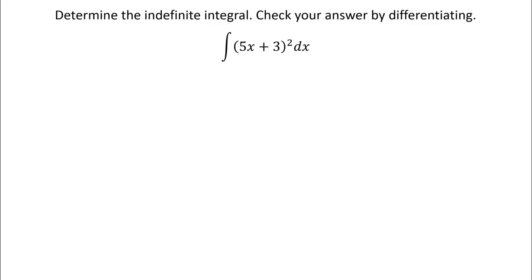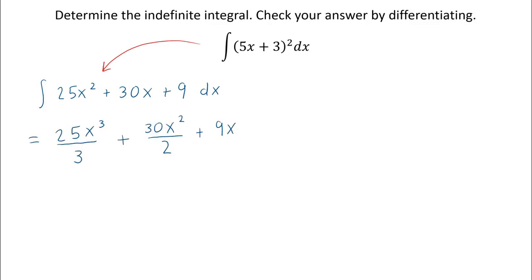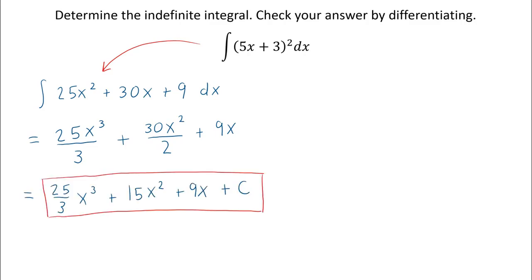Let's determine the indefinite integral for 5x plus 3 quantity squared. Now for these types of problems, we're going to start by expanding the integrand. Expanding the quantity 5x plus 3 squared gives us 25x squared plus 30x plus 9, the antiderivative of which is 25x cubed over 3 plus 30x squared over 2 plus 9x. Simplifying and adding our plus c at the end gives us 25 thirds x cubed plus 15x squared plus 9x plus c.